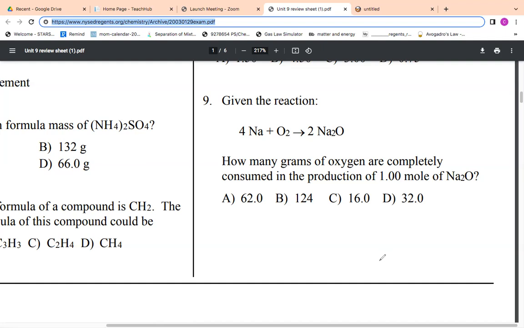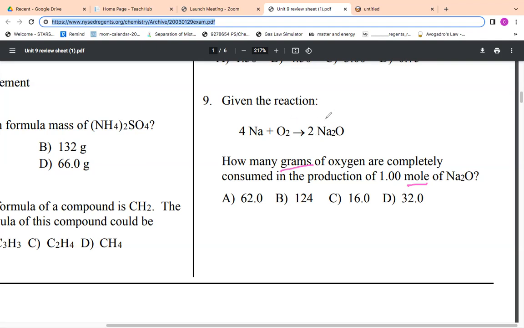Okay, so this question is a 2-step question. What we first have to do is figure out our mole ratios. So we're given this balanced equation and we're asking how many grams of oxygen are completely consumed in the production of 1 mole of Na2O. Now, they're talking about grams and they're also talking about moles, which means that we're going to have to do a mole to gram or mole to mass conversion at some point, but you can't do that yet because the information directly from the balanced equation is simply talking about moles.